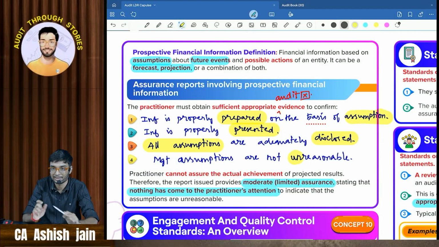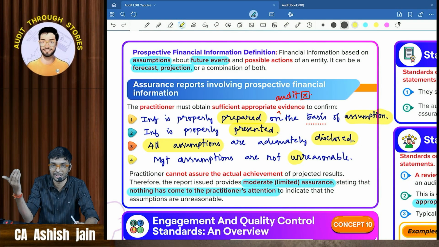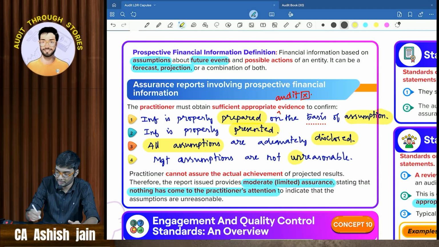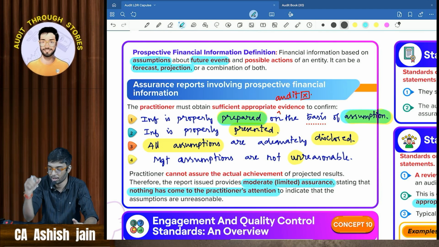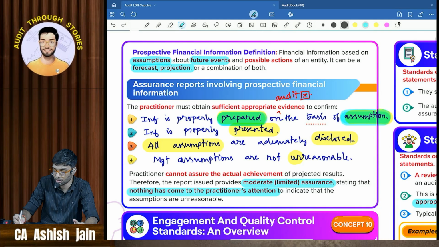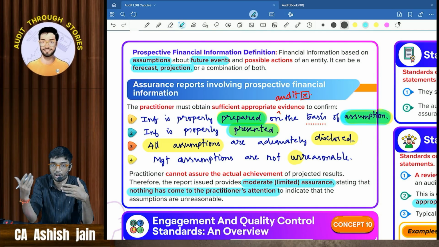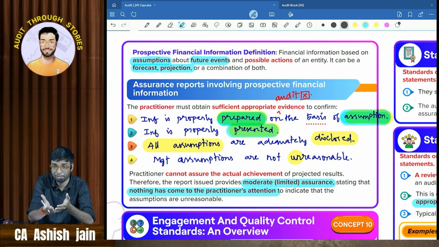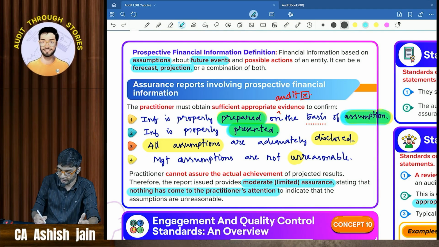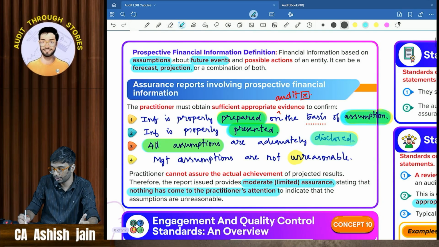Just imagine a master chef. Everyone would have seen the serial called Master Chef on television. The master chef is preparing a dish. So first is nothing but preparing, based on some assumptions. Just replace the word assumption with a recipe. He's preparing food based on a recipe, and he's going to present it. After preparing, they present it to the judge. So the information is properly presented, and then all the assumptions are properly disclosed.